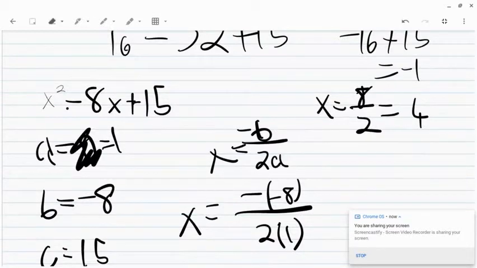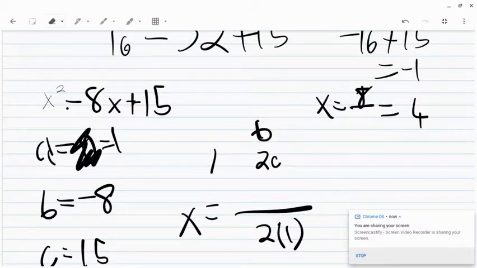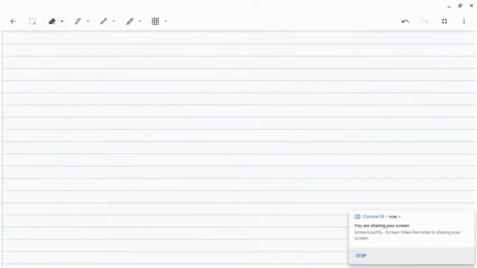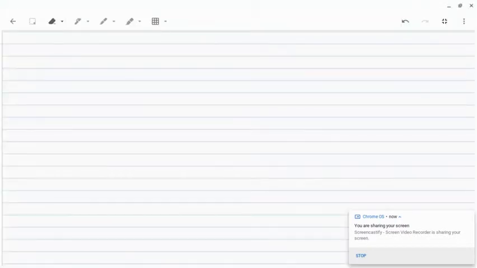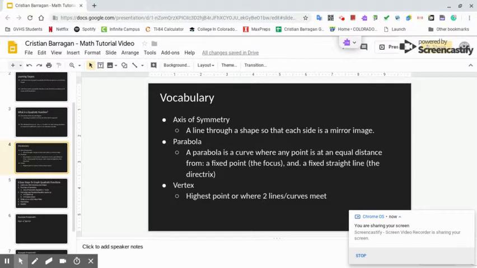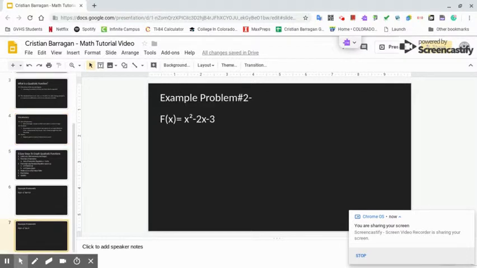Now I'm going to show another problem. Let me delete this real quick. Okay, now I'm on to the next problem, which is f of x equals x squared minus 2x plus 3. Nothing too hard.